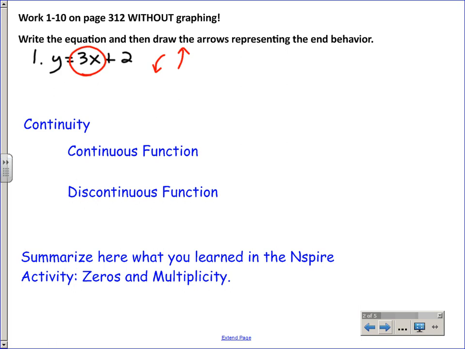So you can pause at this time and you can go ahead and do those 10 problems and then start the lesson again.